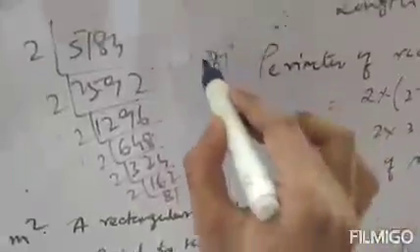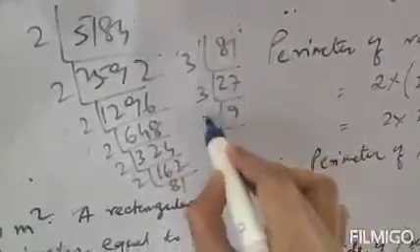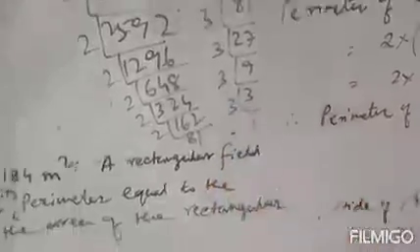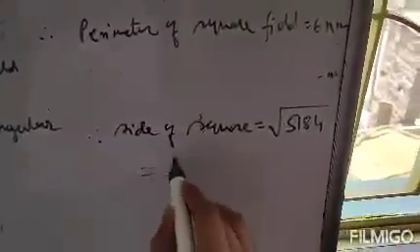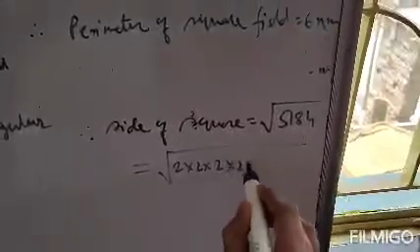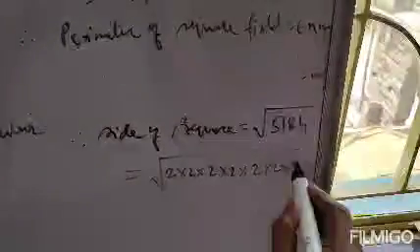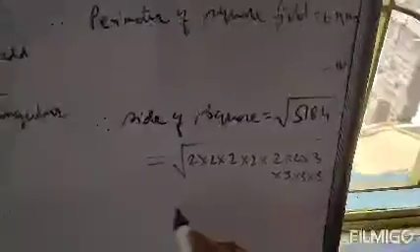Continuing from here. How many 2's are there? 1, 2, 3, 4, 5, 6. There are 6 2's and 4 3's. Clear? 6 2's and 4 3's.